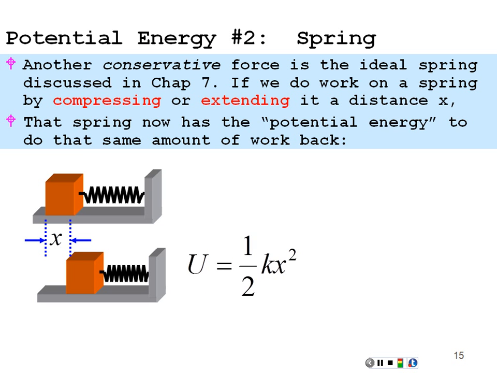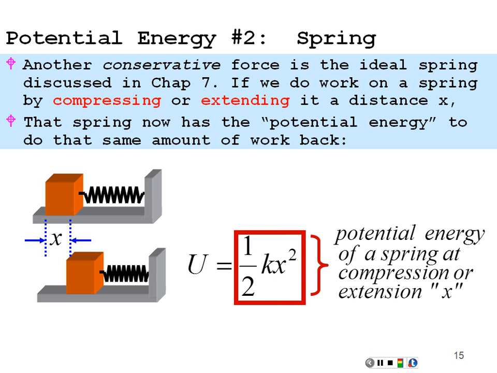So if we did compress it, now the spring has that energy stored in it and has the potential to do work back, equal to the work that we did, 1/2 kx squared. Or if we extend it, the same thing. It has the potential to pull it back and do work equal to the work that we did to extend it, and that is 1/2 kx squared. So a spring, either compressed or extended from its initial equilibrium value, will have stored energy equal to 1/2 kx squared.